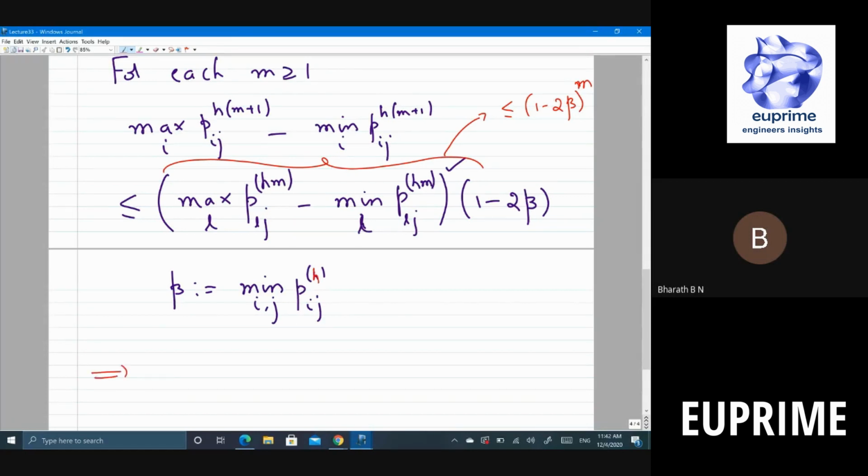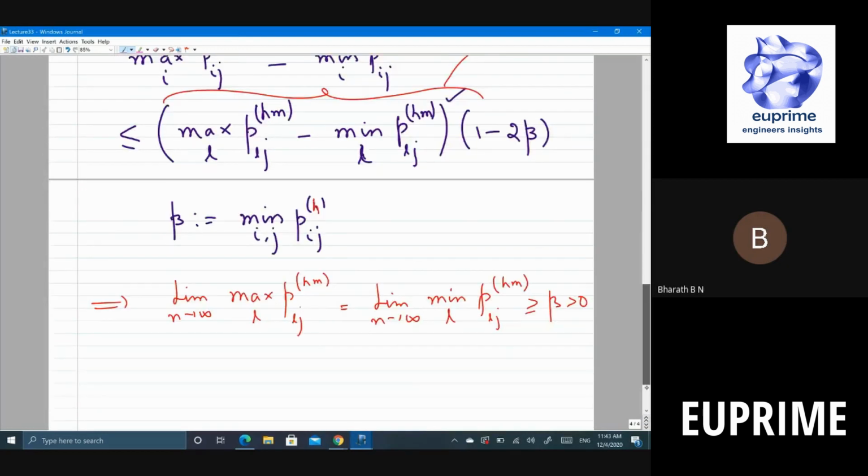If I take the limit as n tends to infinity, the max over all l of Plj in hm steps is the same as the limit as n tends to infinity of the min over all l of Plj in hm steps. So this is greater than or equal to beta by definition, which is greater than 0. This is what it means. Do you agree? Okay, fine.